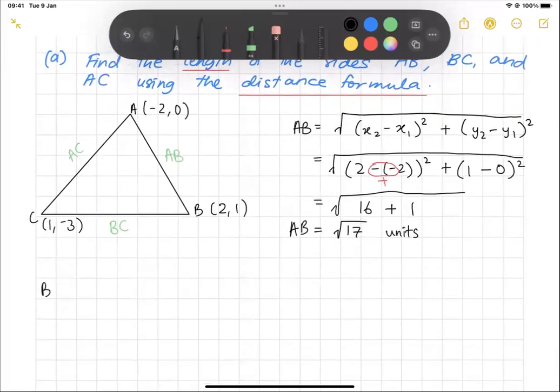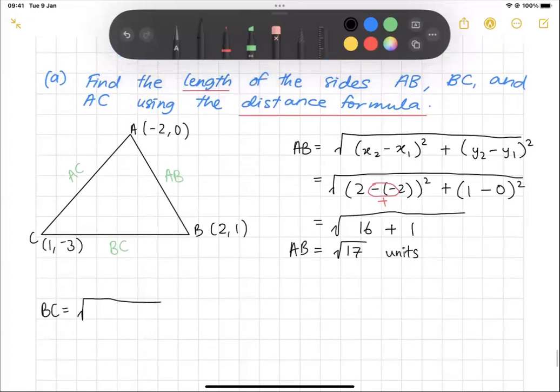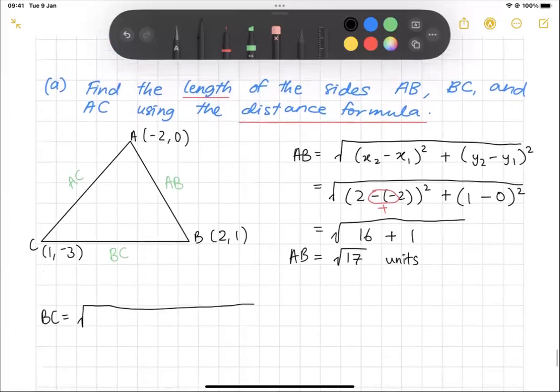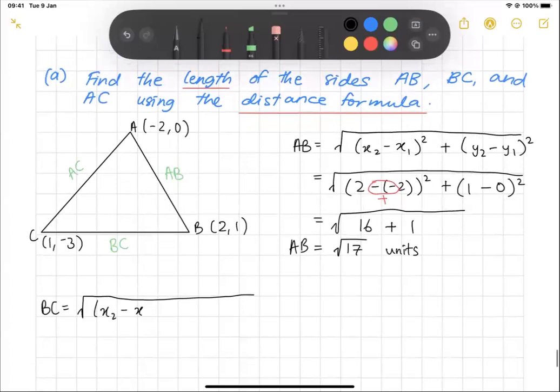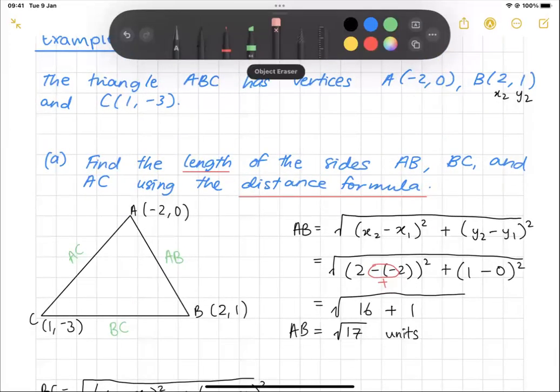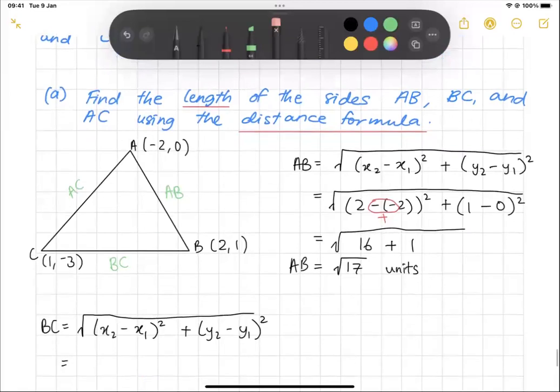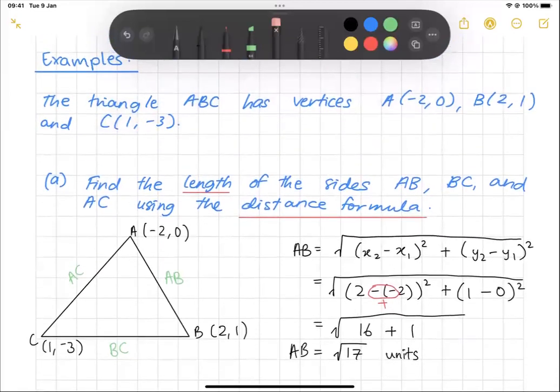Let's figure out BC. All right, do the exact same thing. Okay. I'm going to write my formula, x2 minus x1 whole squared plus y2 minus y1 whole squared. Sorry if I said x1. All right, so let's do it again. I'm dealing with BC, so I'm dealing with point B and point C. So I'm going to rewrite and label it x1, y1, x2, y2.